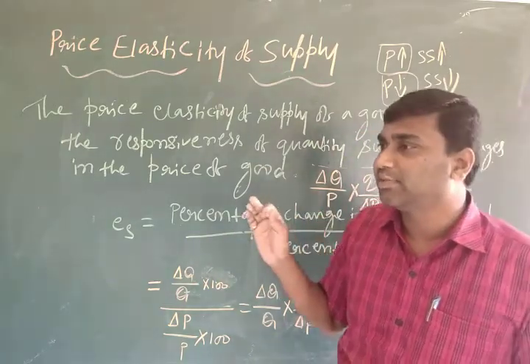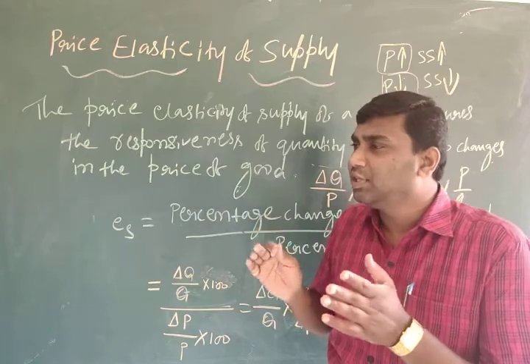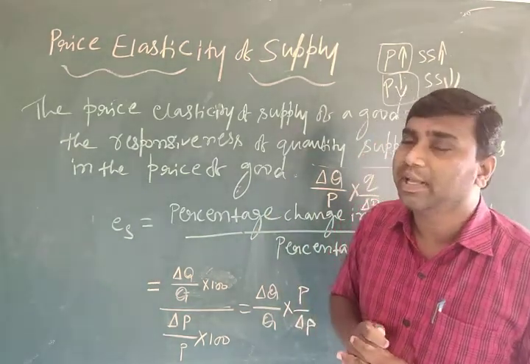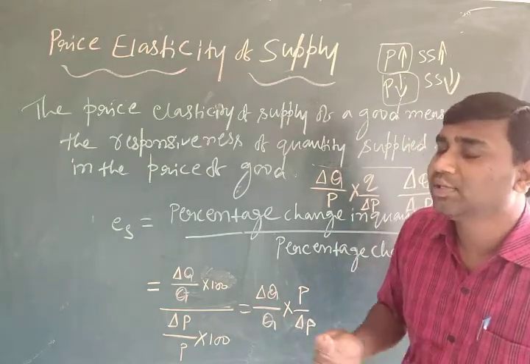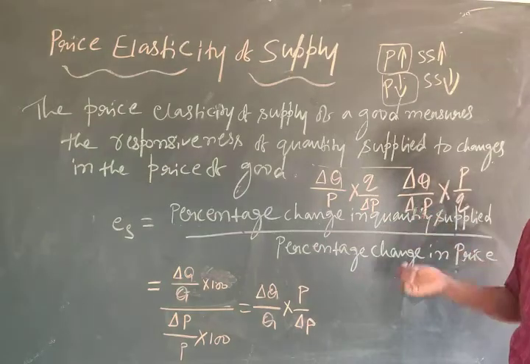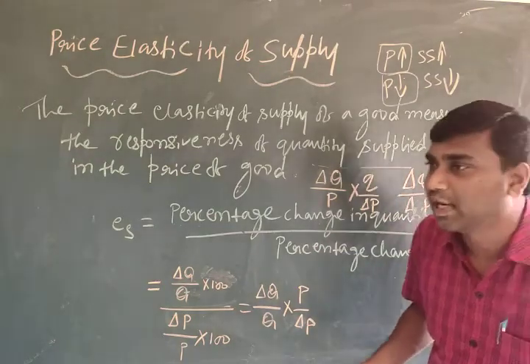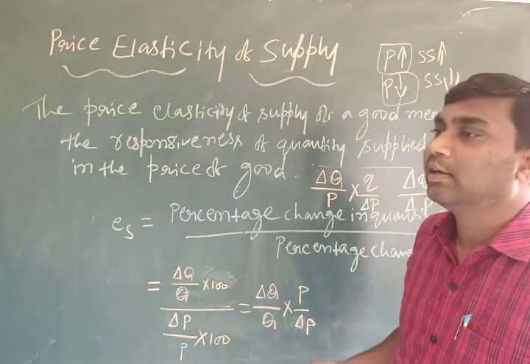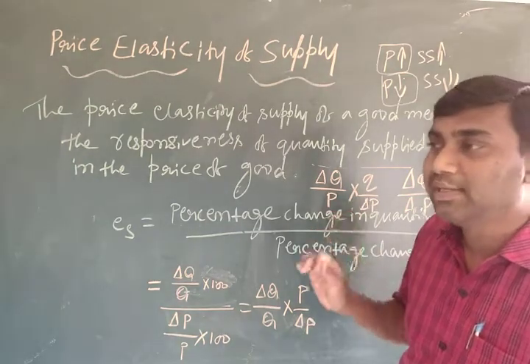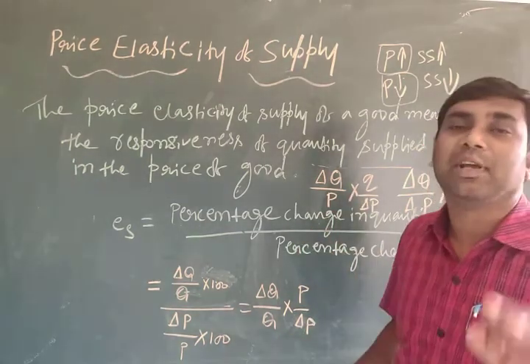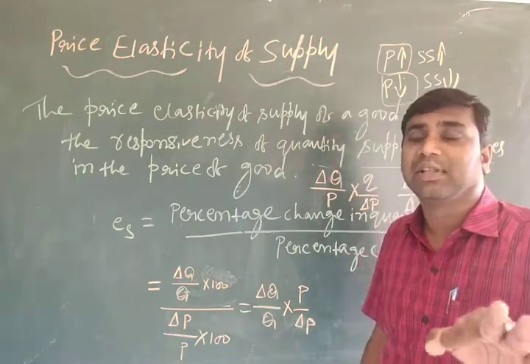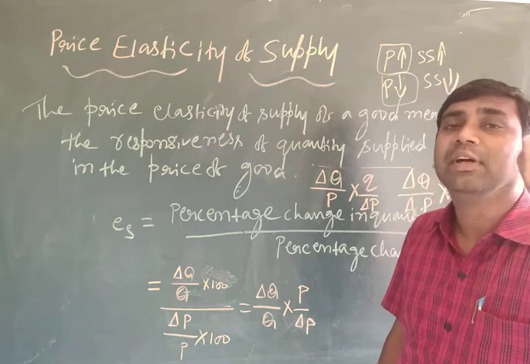The price elasticity of supply refers to the change in the supply due to the change in price. We can understand that with the help of the formula: percentage change in quantity supplied divided by percentage change in price. Is that clear? Changes in the price bring changes in the quantity of supply.